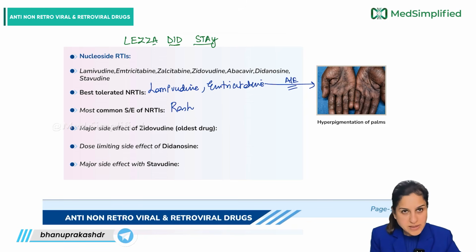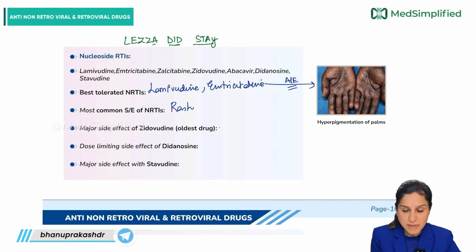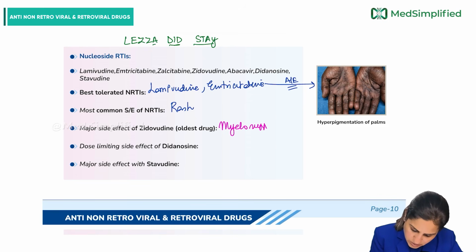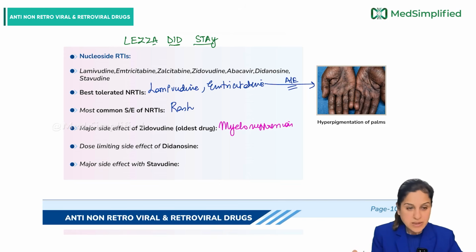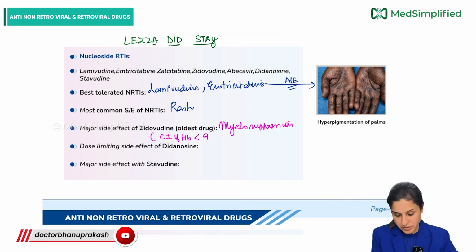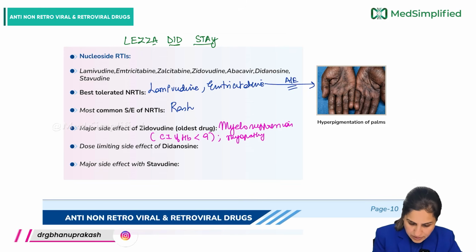It's one of the oldest drugs. And what is the major drawback with zidovudine is myelosuppression, bone marrow depression. So that is myelosuppression. Therefore, it is contraindicated if the Hb of the person is less than 9. Then we will not like to give this drug. Also, it can cause myopathy and it can cause hepatotoxicity.